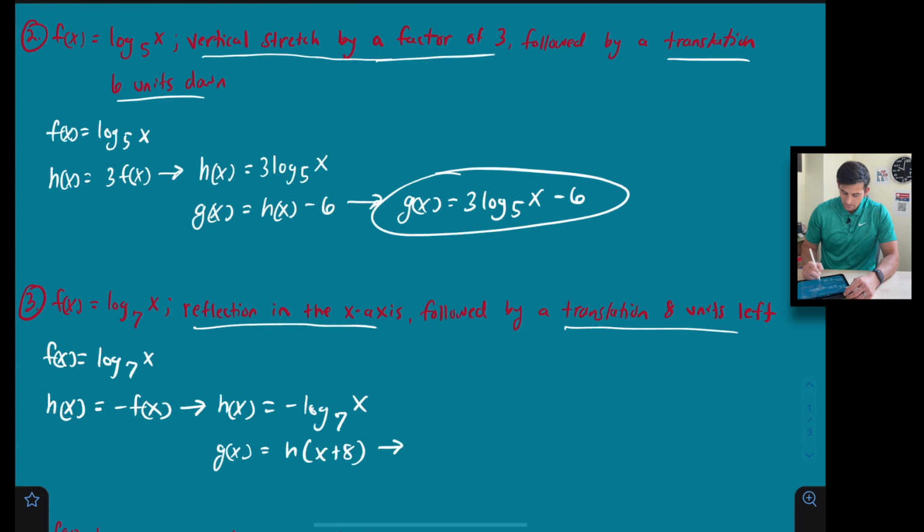And now we can finish our final function here. So we'd say g of x is equal to, now we would have negative log base 7, and now instead of log base 7 of x, we're going to say log base 7 of x plus 8.